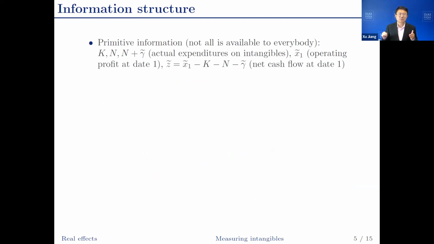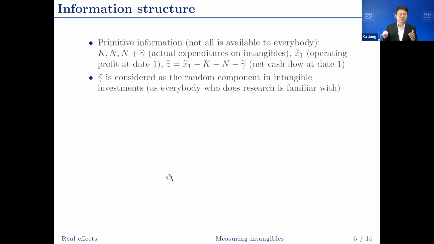The primitive information, and not all information is available to everybody, is as follows. The tangible investment K, the targeted intangible investment N, the actual intangible expenditure N plus gamma, operating profits X1, and net cash flow at date 1, Z, which is X1 minus all the capital expenditures. So this gamma is considered as a random component in intangible investments. Everybody who does research should be familiar with this. You think about you target 3 months to finish this project. Very often it's going to take more than 3 months. Sometimes it could take less than 3 months because how long it's actually going to take to finish the project depends on the progress throughout the project, which is random at the time you start working on the project.